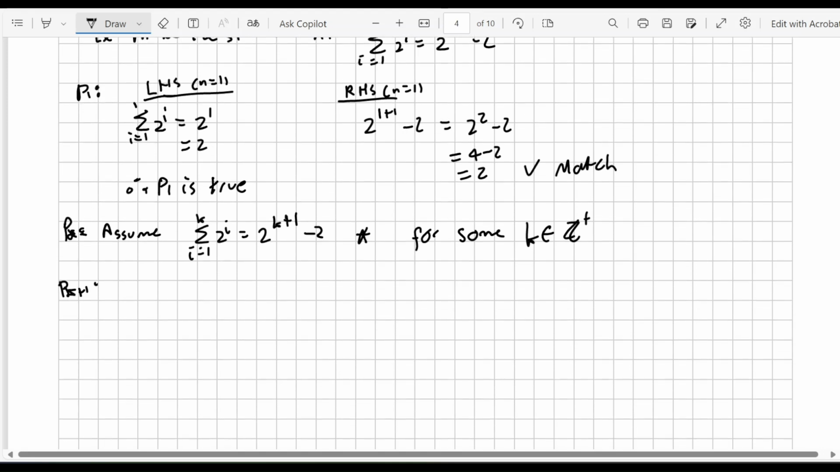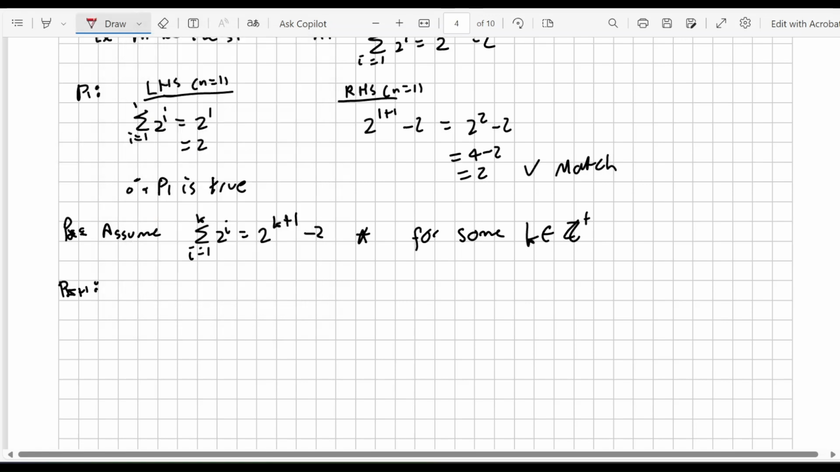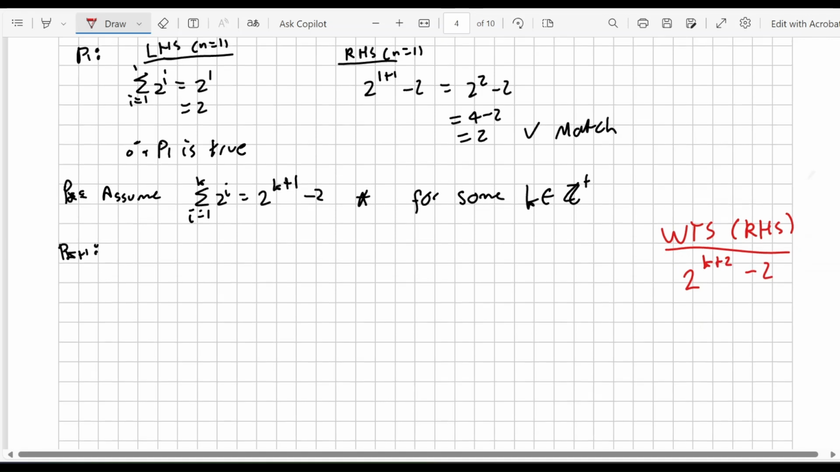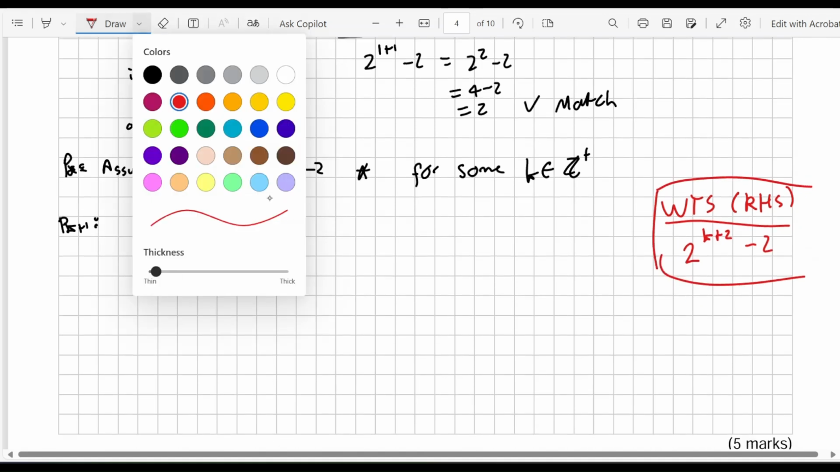Now here's where we can finally do our want to shows properly. So over here we'll do a want to show. And the want to show is always what I'm hoping to end up getting on the right hand side. Or like it's the right hand side with k plus 1 instead of k. If you plug in k plus 1 here for k, you're actually going to get k plus 2 up as that power. So that's what we're aiming to get. Let's see if we can get it.